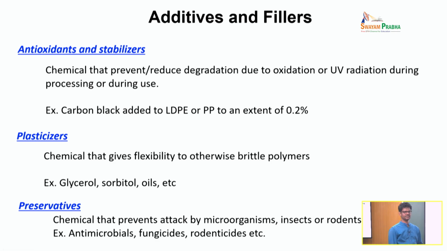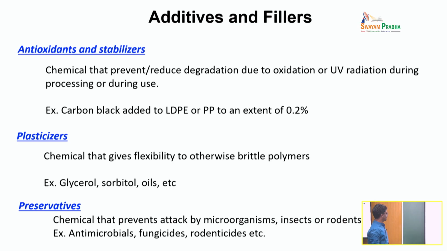Then we have something called the plasticizer. The plasticizer is added to give flexibility to the material. For example, polylactic acid, PLA, that we think of as biodegradable, is very brittle. You cannot draw film, so you need to add some sort of plasticizer or other polymer which is more flexible to increase plasticity. Plasticizer examples can be glycerol, sorbitol, oils, vegetable oils, and so on.